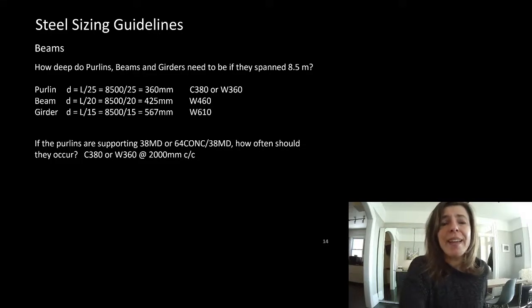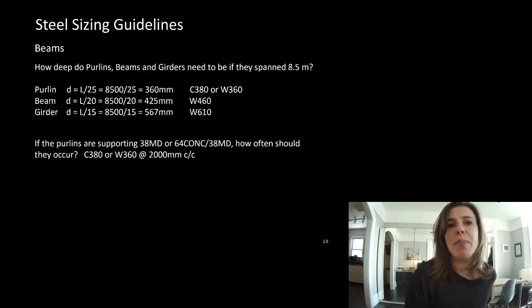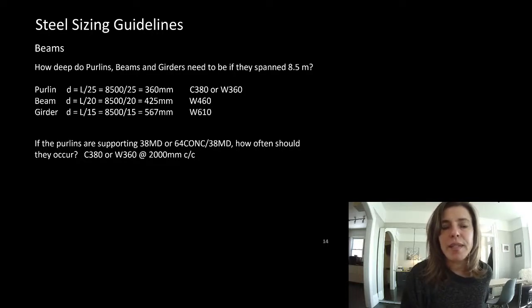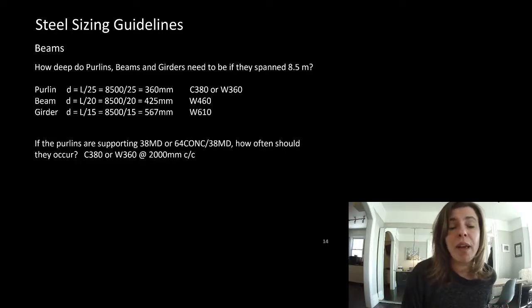The deck is one of the cheapest things in your project, but you have the most of it, so it ends up being a pretty big ticket item. And if it's a pretty big ticket item, and I've already told you that the most common is 38 metal deck or 64 concrete on 38 metal deck, great. You already know how to represent that on a drawing and what it looks like.